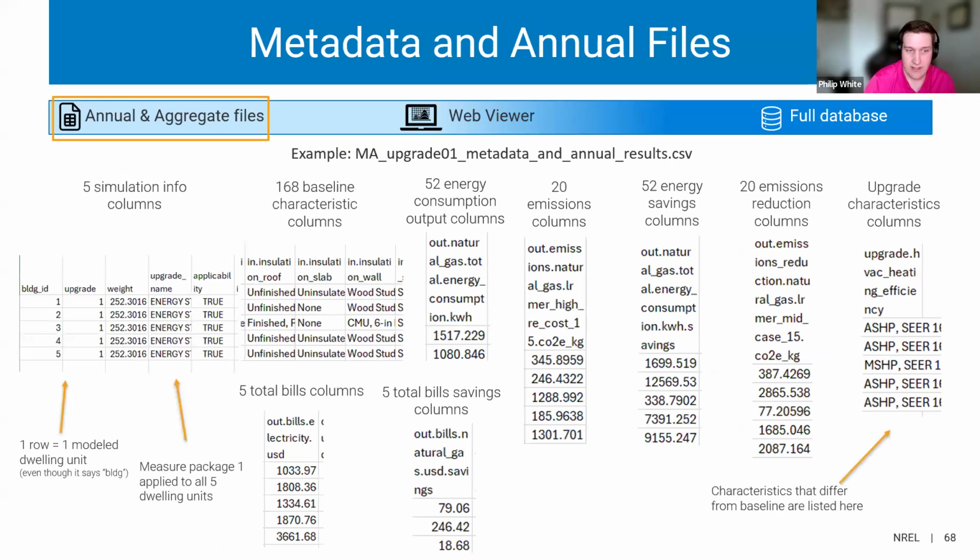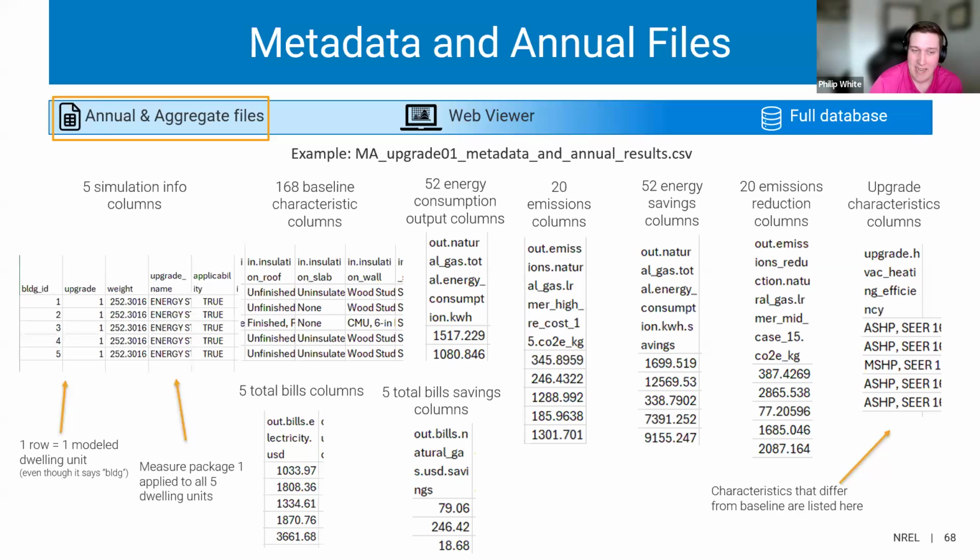They look a little like this. There's a lot of columns. There's simulation info columns, baseline characteristic columns, energy consumption columns, emissions columns, energy savings columns, emissions reduction columns, total bills savings columns, and columns for characteristics in the measure package that are different from the baseline. So there's a lot here.